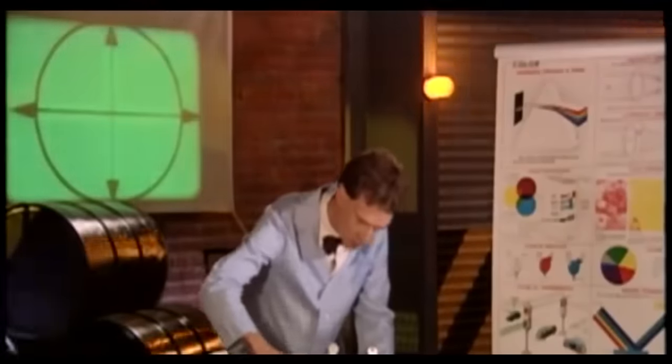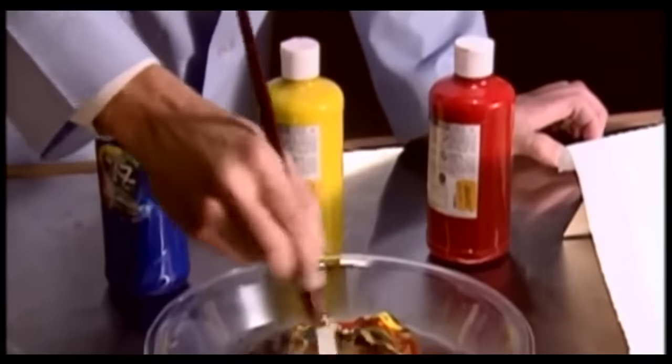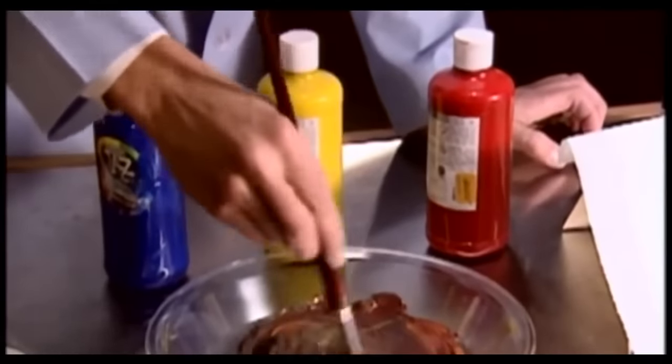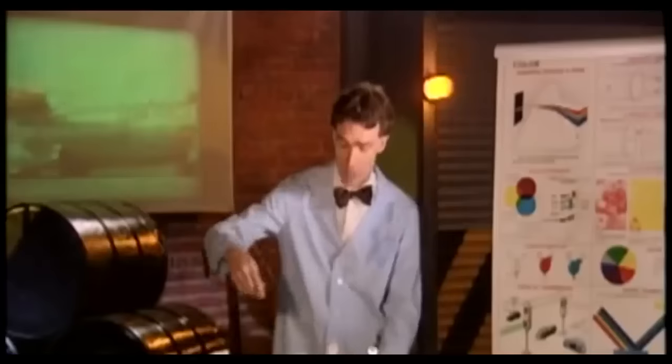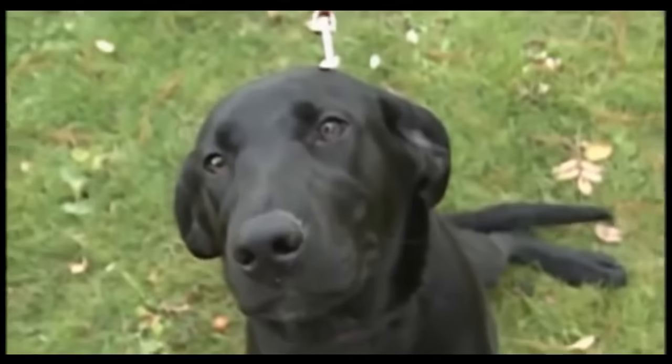When they're mixed, they don't turn white. They turn kind of a messy brown. That's because it's absorbing light. Now, there's a lot of things in nature that absorb almost all the colors of light that hit them, like charcoal or this dog.